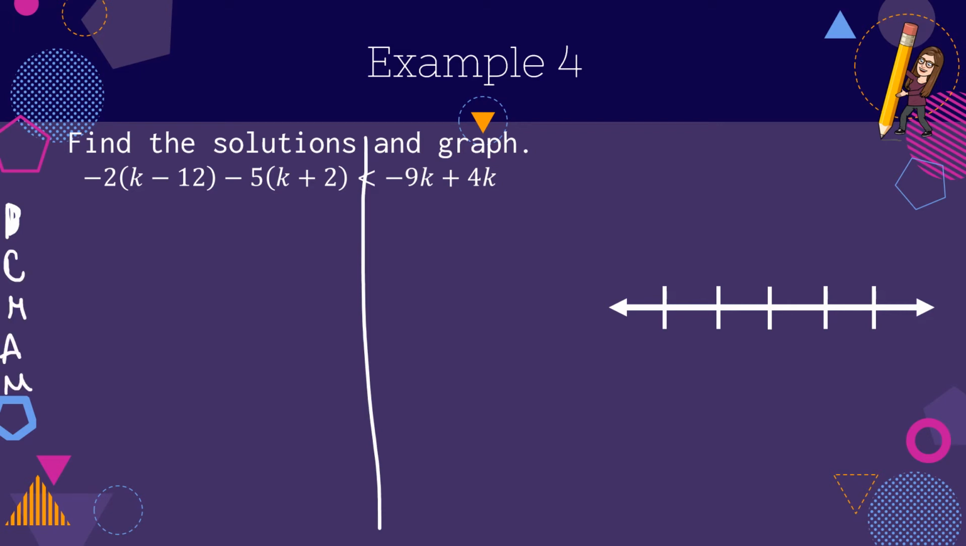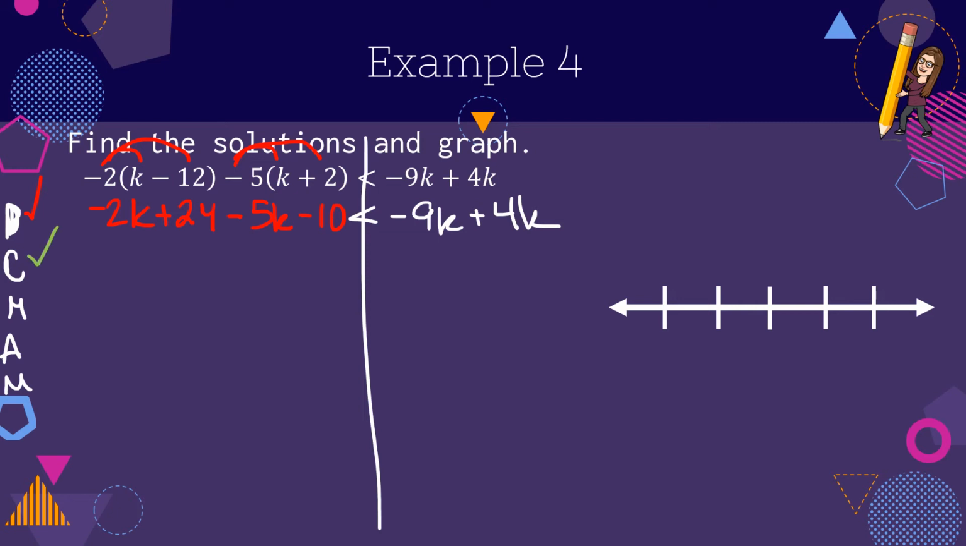All right, let's start with distribute. Yeah, I have to distribute twice. First, I have a -2k plus 24, watch your signs, and then I have a -5k and a -10. Did you see how the signs stayed there? Everything else falls down. Next, combine.